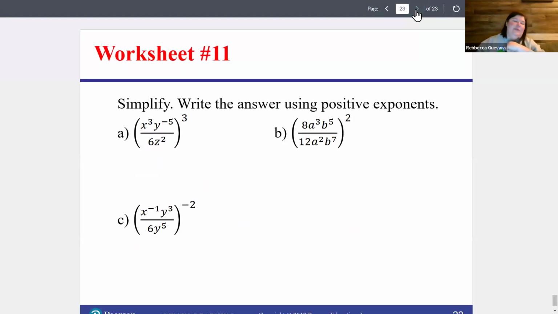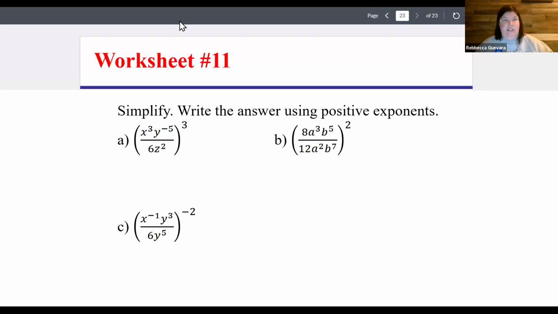All right, so our last bit here for this unit. For worksheet number 11, just attempt these 3 problems. So pause for a moment. These are probably the toughest we're going to get. Just pause, go through it, and come back to the video and we'll go through it with you. All right, here we go.